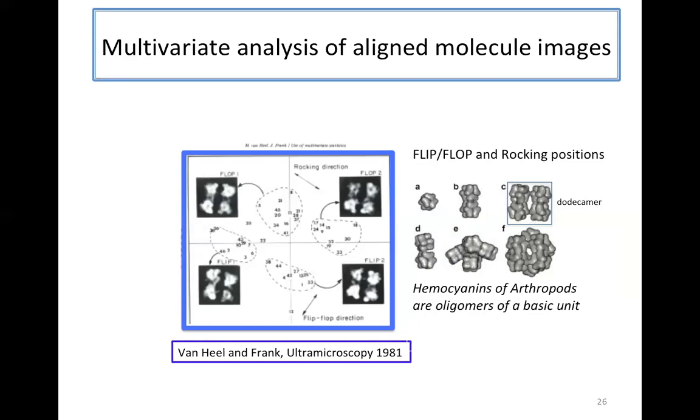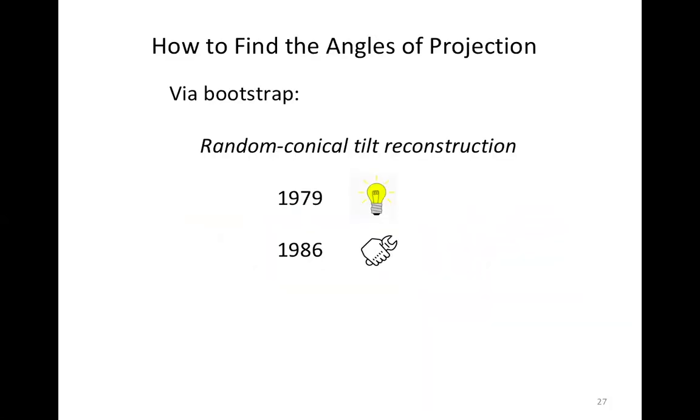And together with Marin van Heel in 1981, we found a way to sort images using a technique that had been used for blood samples for a very long time, but it had never been applied to images. So it was multivariate analysis of aligned molecules. So with this, we solved this very, very big problem. And from then on, we had an easier time to move forward.